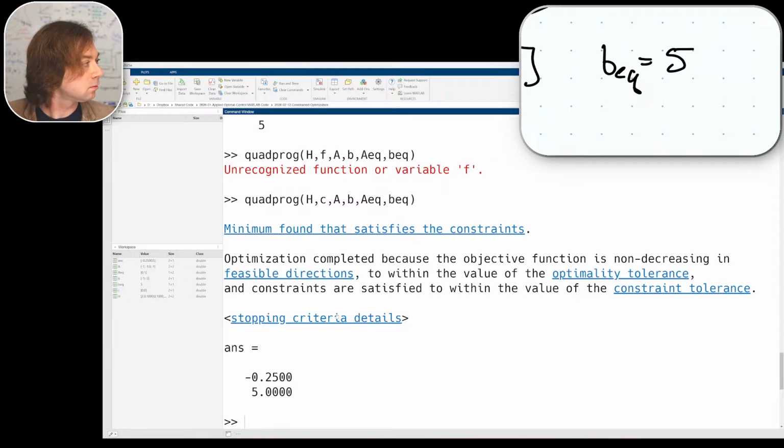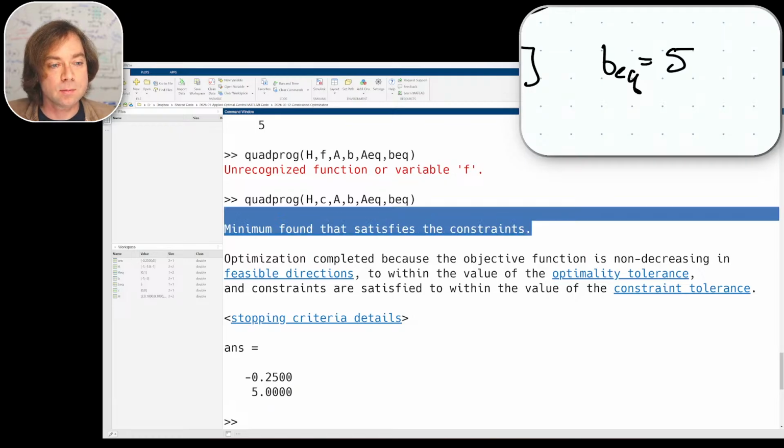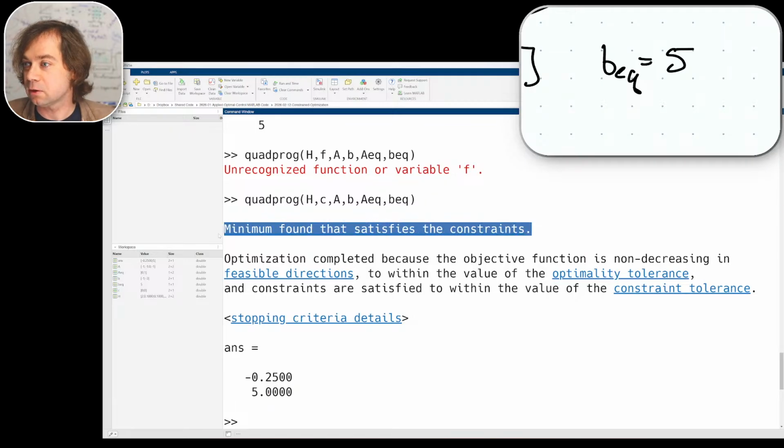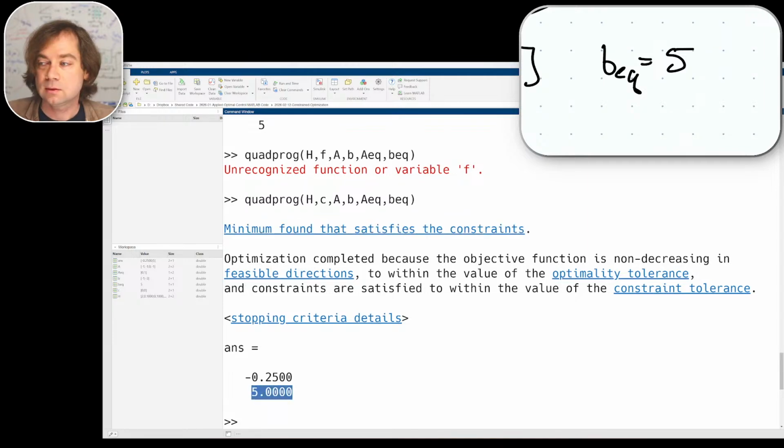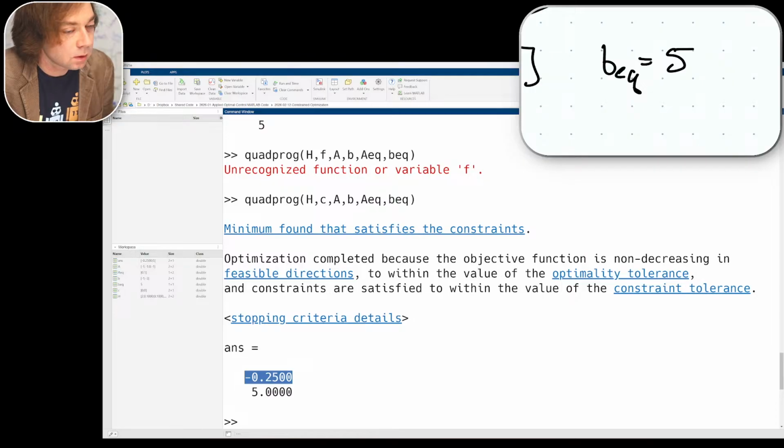Hey, look. Our second decision variable, after it's solved, it found the minimum that satisfies the constraints, literally what we're asking for in optimization. W2 is 5. W1 is -0.25. Okay? So we can add equality constraints, and you can do that for linear programming too.